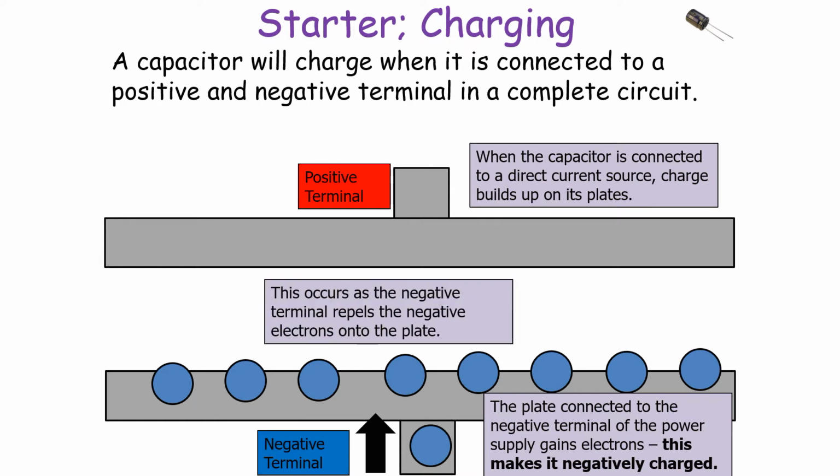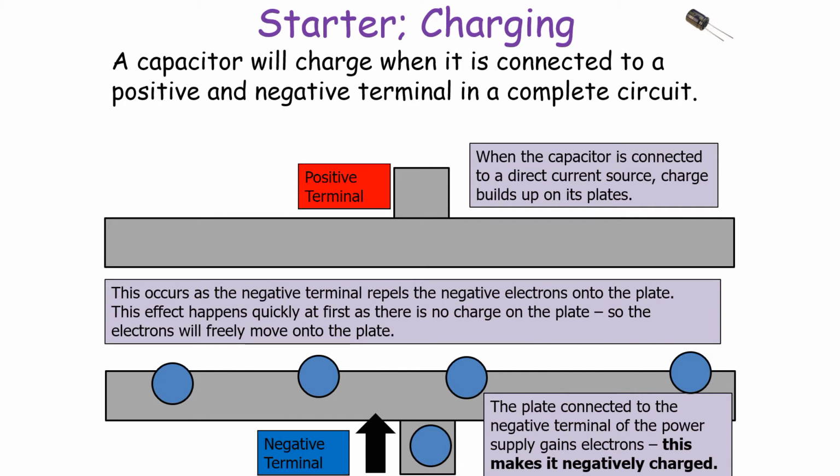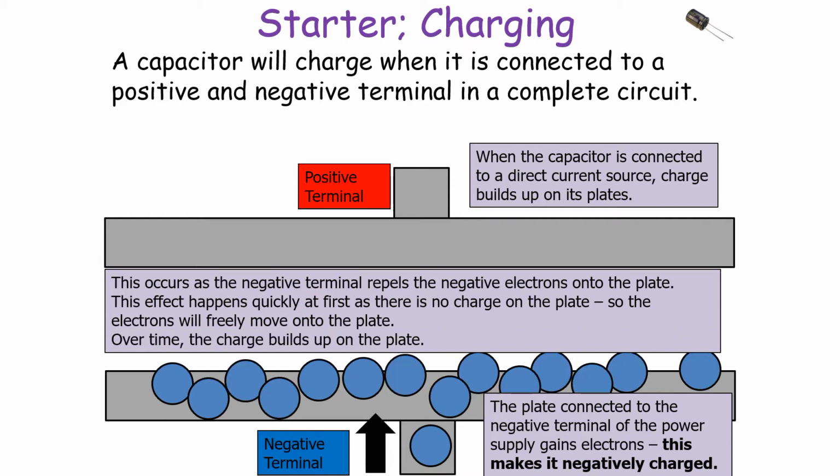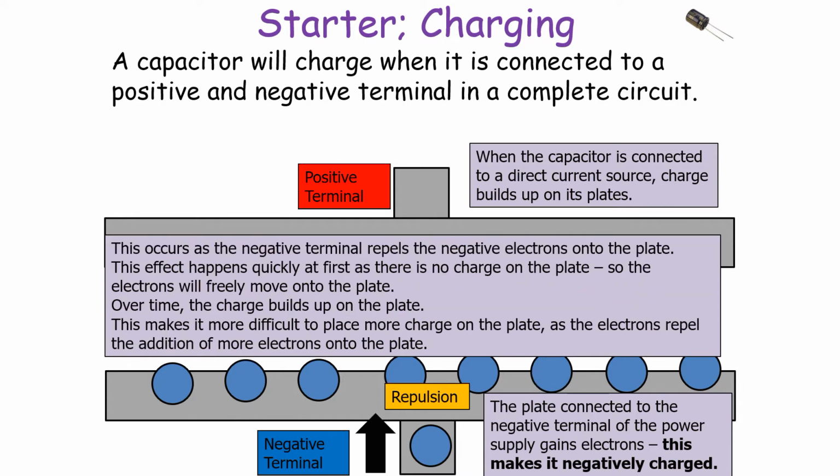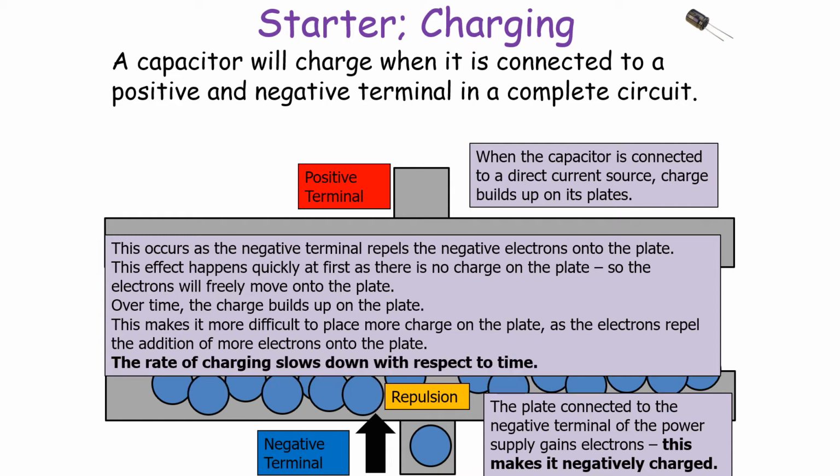Now this occurs as the negative terminal will push the electrons onto the plate, and this will happen quickly at first as there's no charge on the plate, so the electrons freely move onto the plate. But over time the charge builds up, so it makes it more difficult to place more charge on the plate as the electrons repel the additional electrons, so the rate of charging slows down with respect to time.